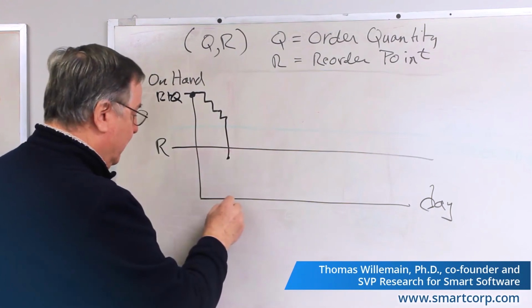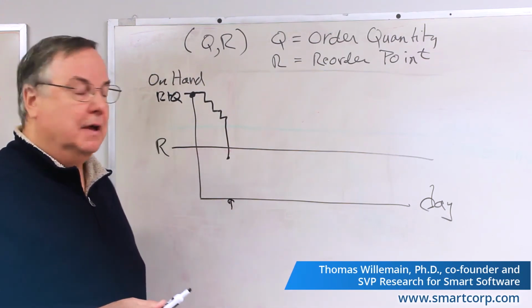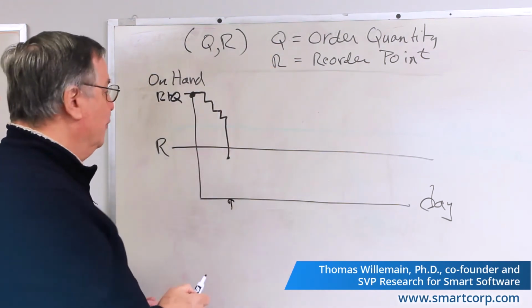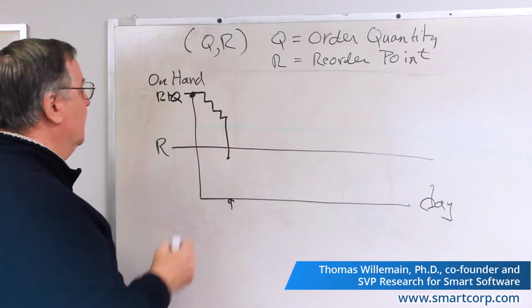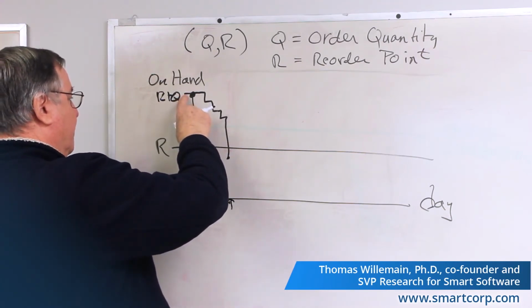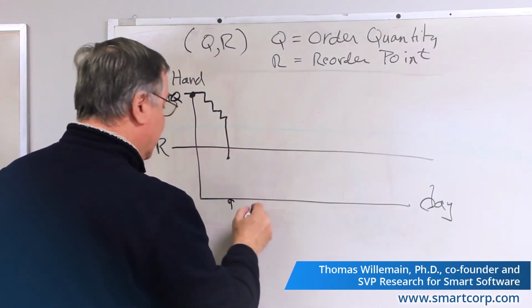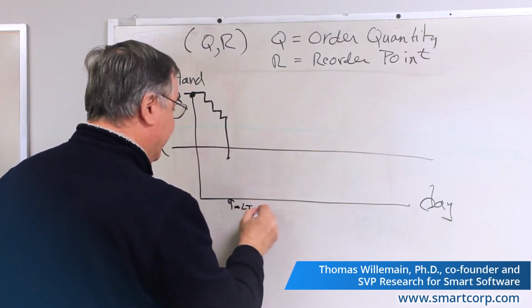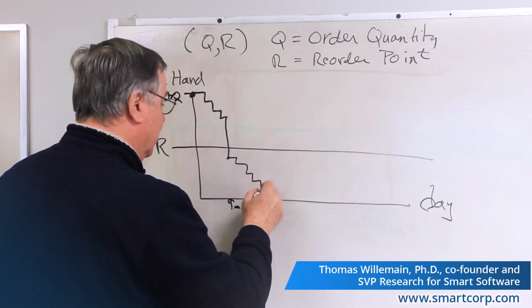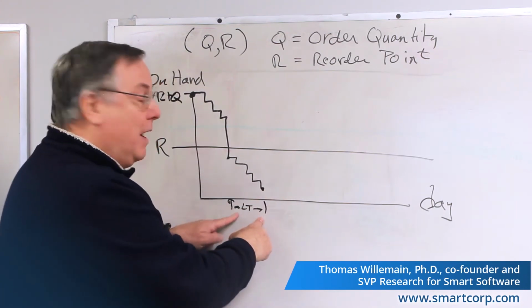So at this point, at this time, we have to order more. And how much do we order? We order whatever Q is. So that's a fixed amount. And it looks like from this picture that this is Q. So we're going to order this much more, but when will it come in? Again, there's a lead time. So demand is going to continue to happen. And then at some point, the replenishment arrives.